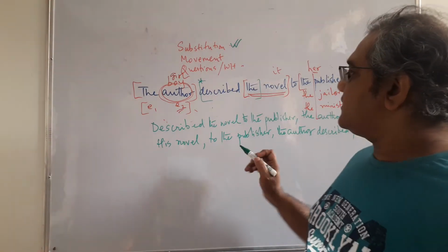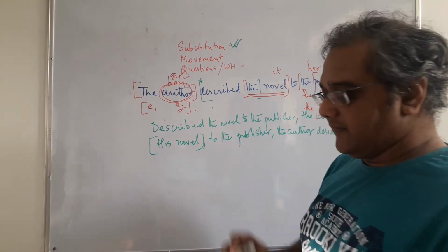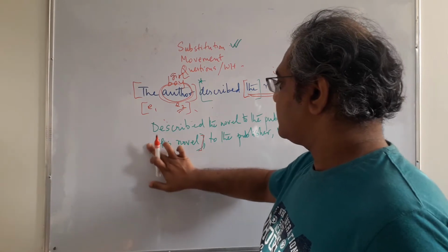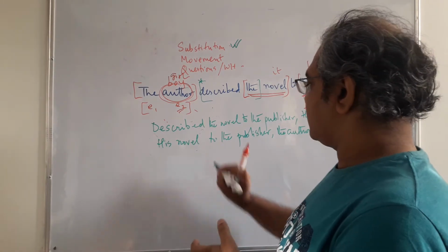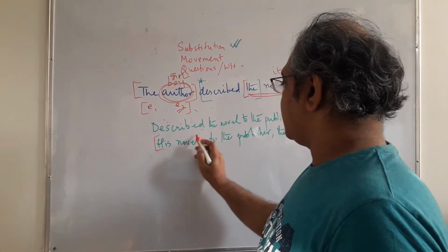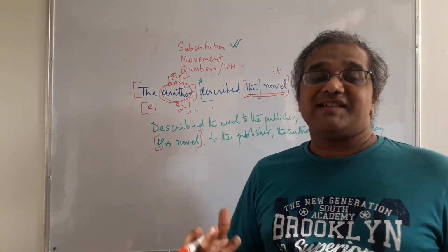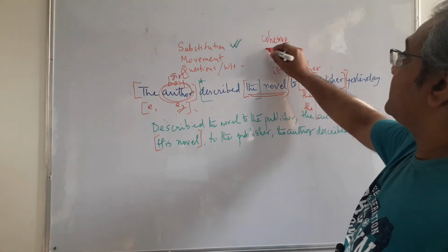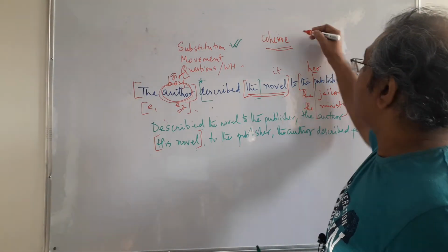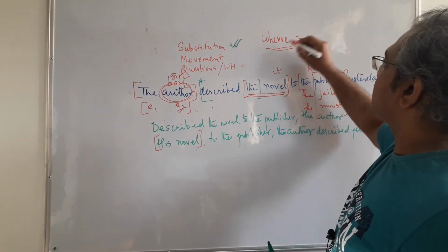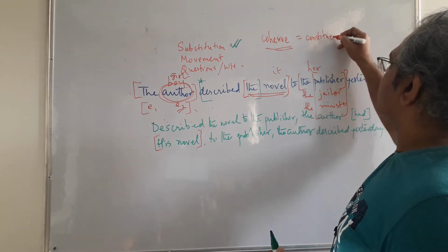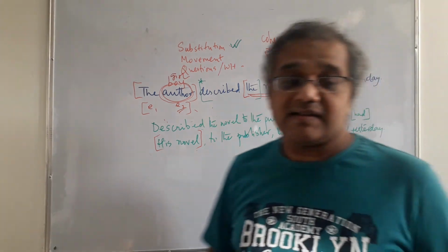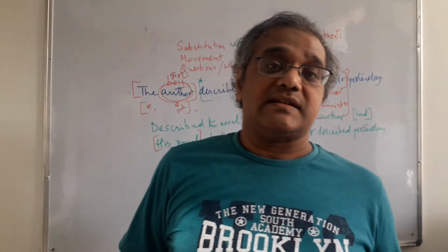So this unit, his novel, I'll mark it with the red pen, can become one of the cohesive strings. The cohesive strings can constitute what are known as constituents. So this is as far as the cohesiveness is concerned.